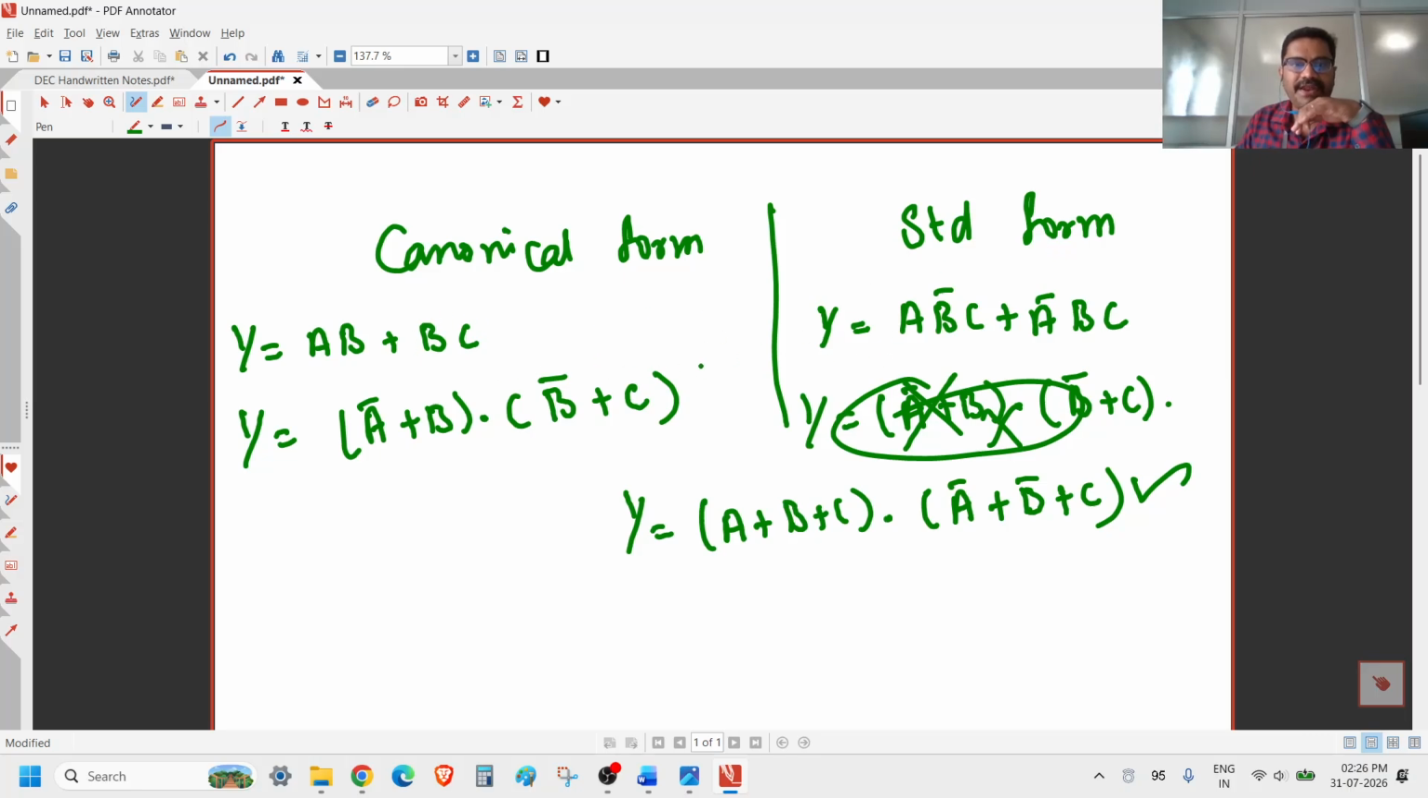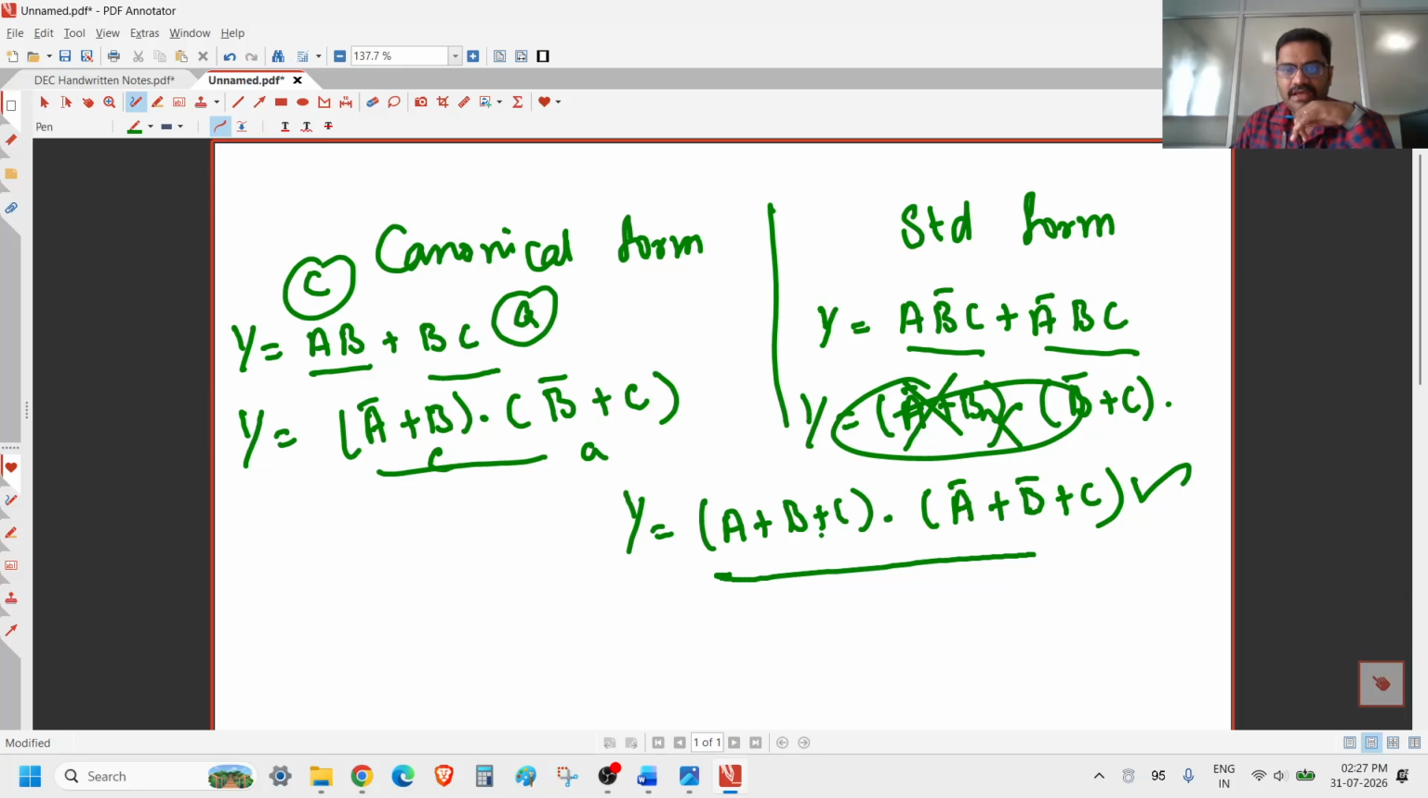You can see the difference. In the canonical form, each and every term contains all the variables. You can see this is the first term, this is the second term. Both terms contain all the variables, that is all the A, B, C variables. But here you can see in the first term the C term is missing, and in the second term the A term is missing. So this is the standard form. Likewise, here in the first term C is missing and in the second term A is missing.